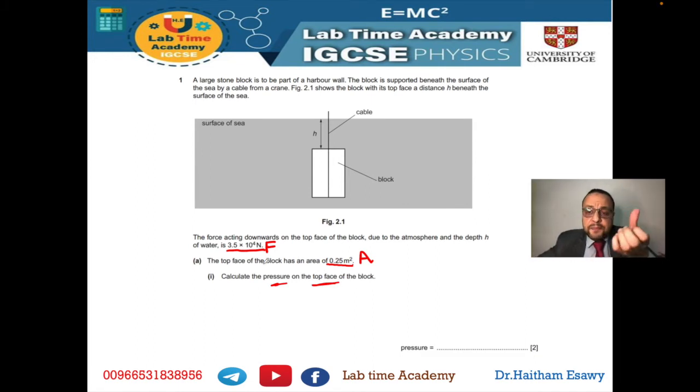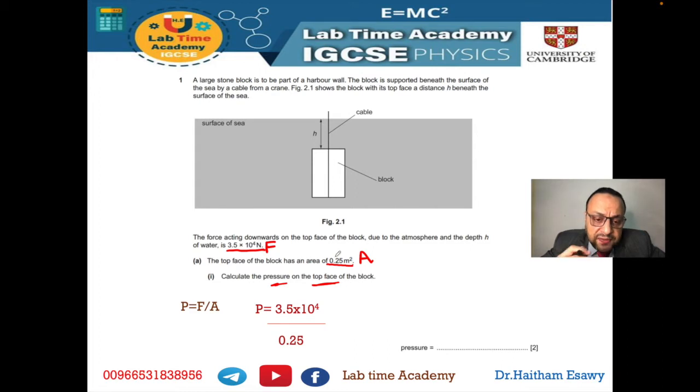Actually, you know that P equal F over A. Pressure is the force per unit area. So just write below P equal F over A. Here we have the F and here we have the area. So just divide 3.5 times 10 to the power of 4 divided by 0.25, equal 1.4 times 10 to the power of 5 Pascal. So this is the total pressure exerted on the top face of the block.